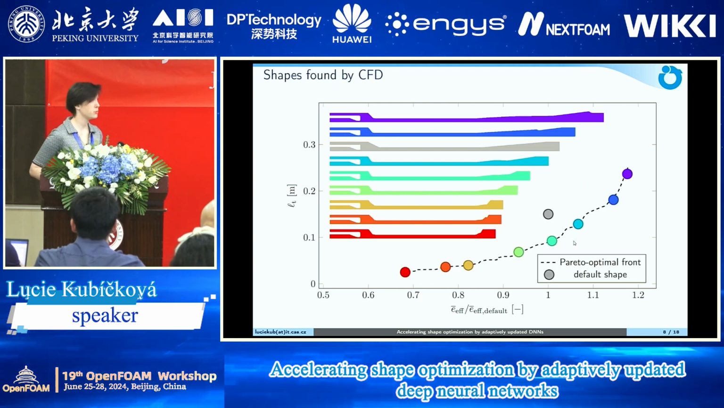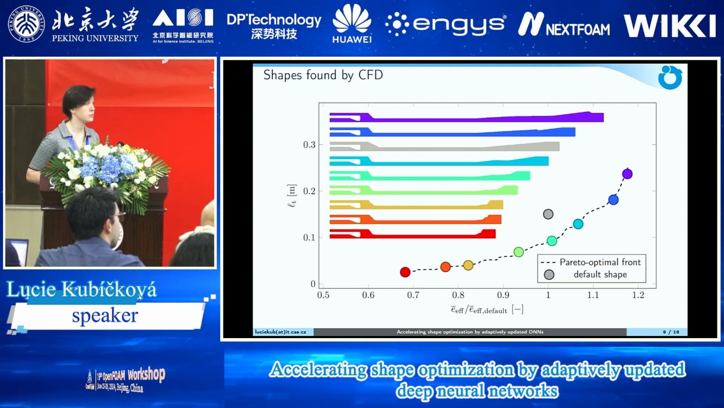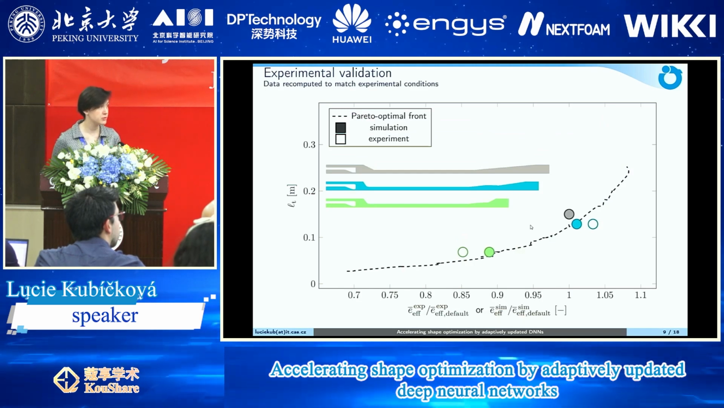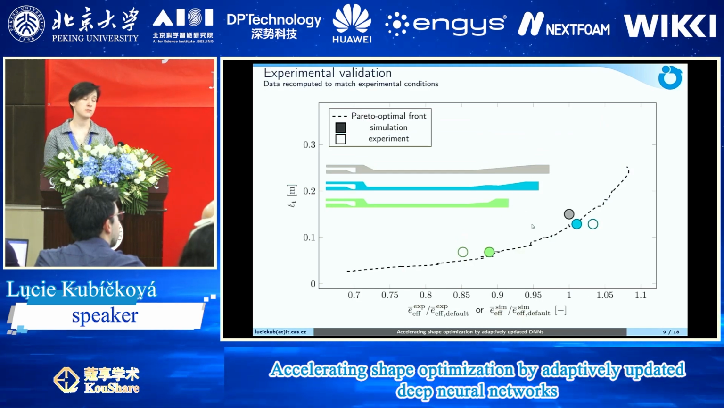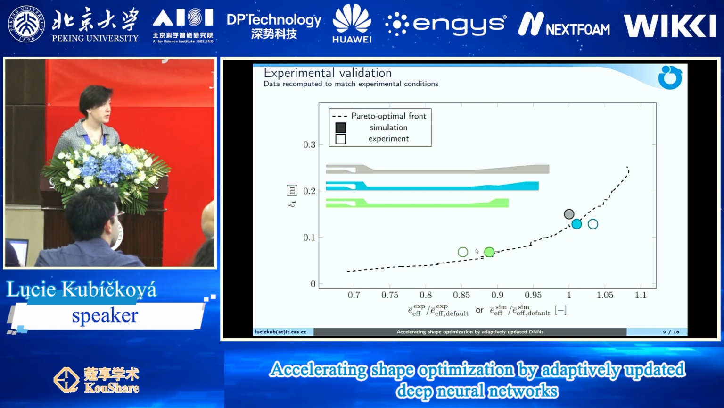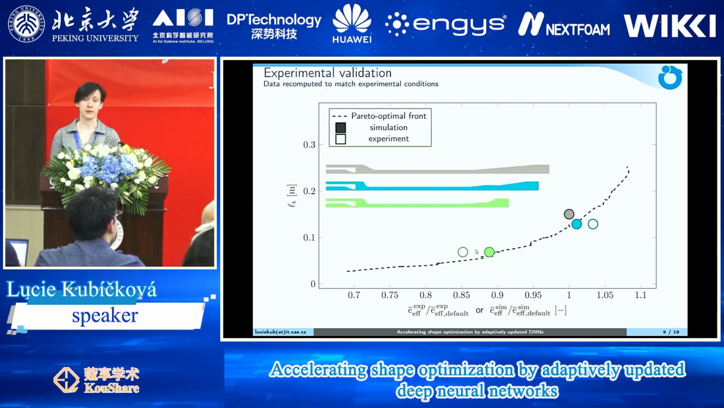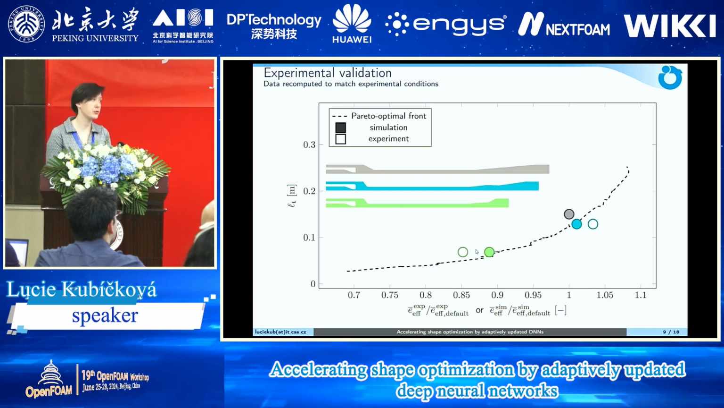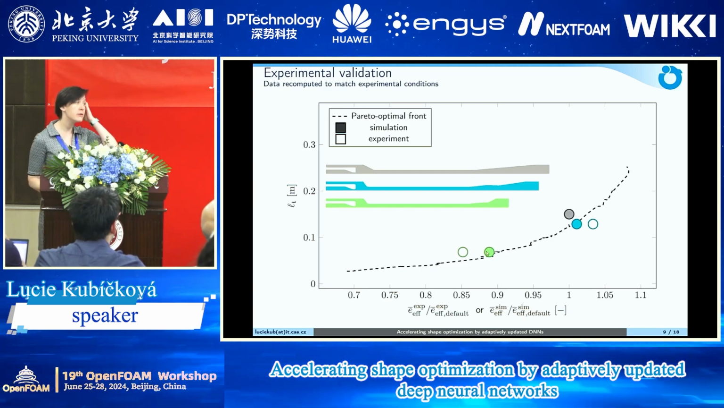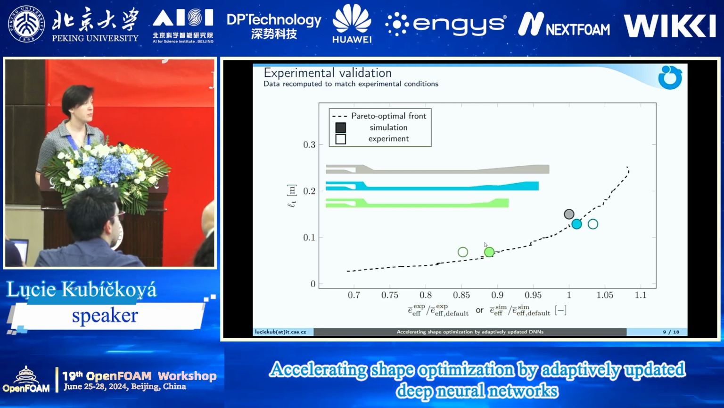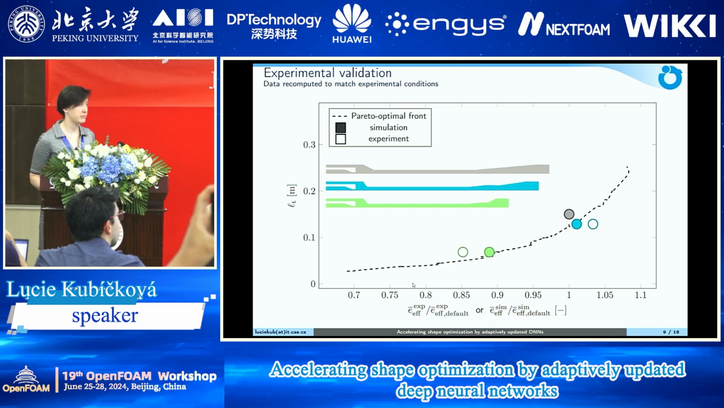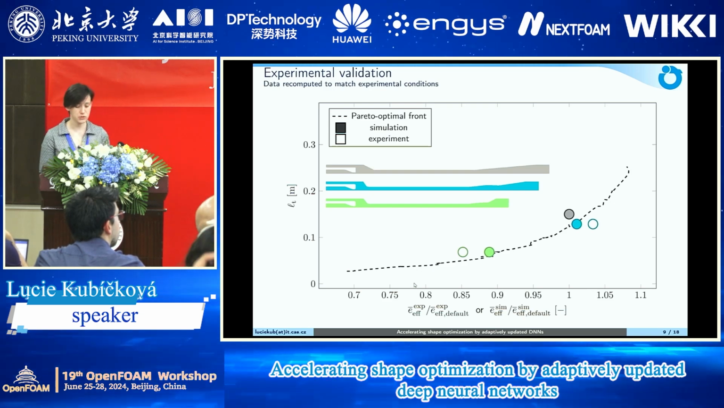As the story continues, we did experimental validation. We took these two shapes. We let the experimenters try to print them and measure them. In the experiment, there was a bit of a problem with experimental conditions because it's hard to keep them constant for different geometries. So we needed to recompute our data a bit. These are the recomputed data. But well, the good thing is that the shape that should be better is better, and the shape that should be worse is worse. So this is good.